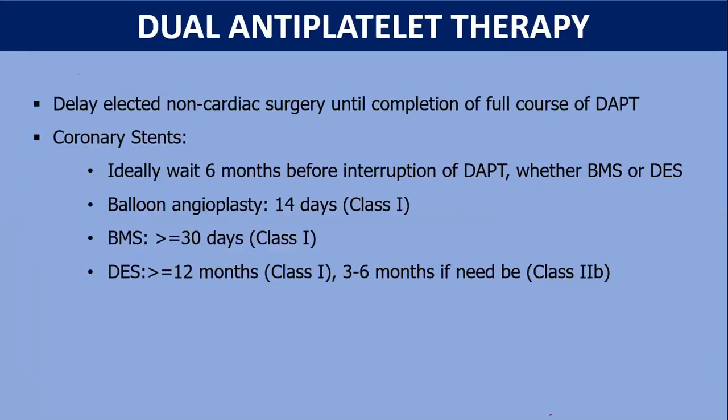Dual antiplatelet therapy is a core part of the management of cardiac patients having cardiac diseases as well as coronary stent implantation. So try to delay the elective surgical procedure until the complete full course of the dual antiplatelet therapy. And what are those? Ideally, you have to wait at least 6 months for both BMS or DES. For balloon angioplasty, up to 14 days, you can do up to 40 days DAPT. For BMS, 30 days. For DES, better to continue 12 months. But with newer generation DES, sometimes you need to continue only 6 months or even less than that.